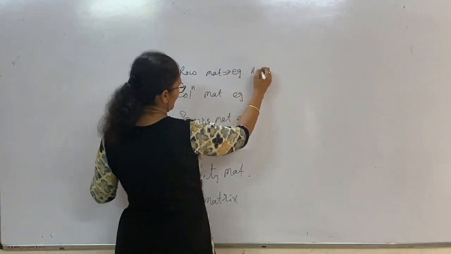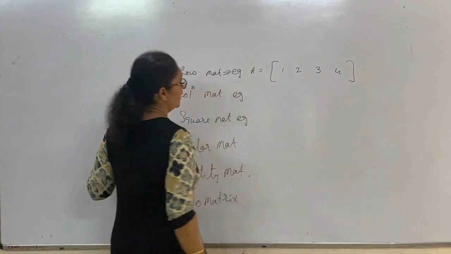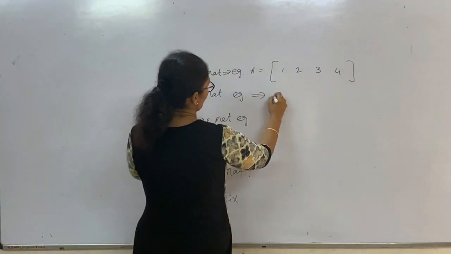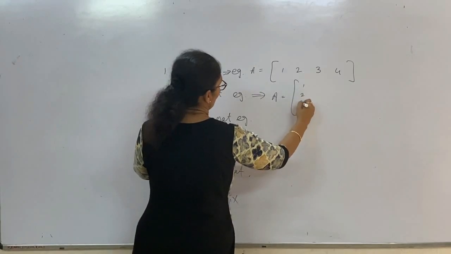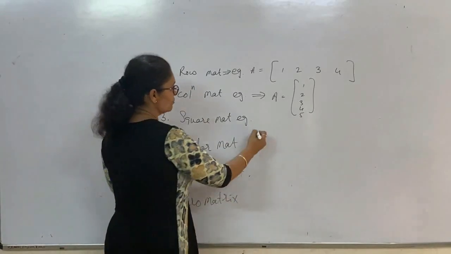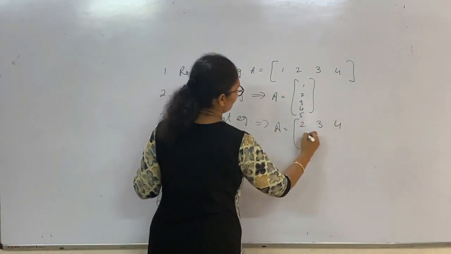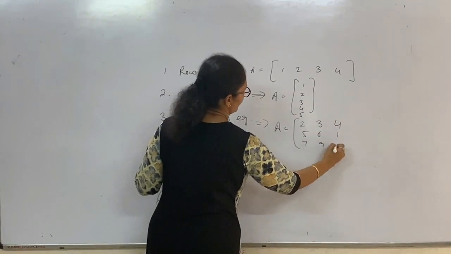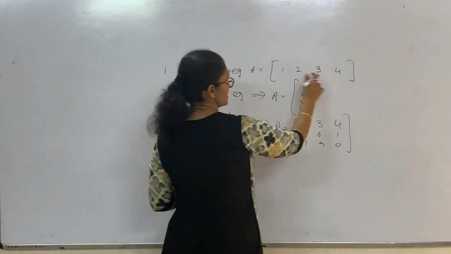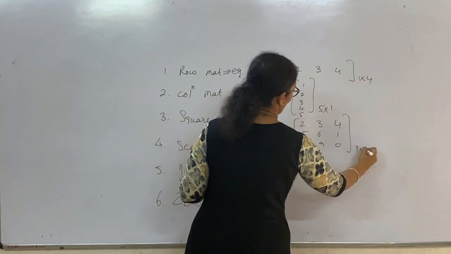What is the first example, of a row matrix? We can consider that only one row is there, that is your row matrix. Now a column matrix example. Let's take a column matrix 1, 2, 3, 4 and 5. That is your column matrix. Now a square matrix example. Means the number of rows and columns is the same: 2, 3, 4, 5, 6, 1, 7, 9, 0, a 3 by 3 matrix. So here we can say this is 1 by 4 type, this is 5 by 1 type, this is 3 by 3 type.